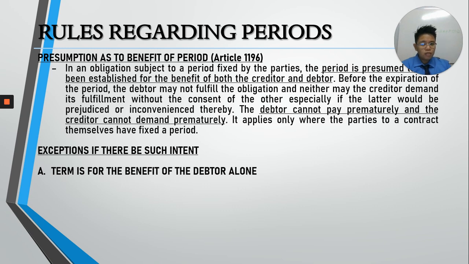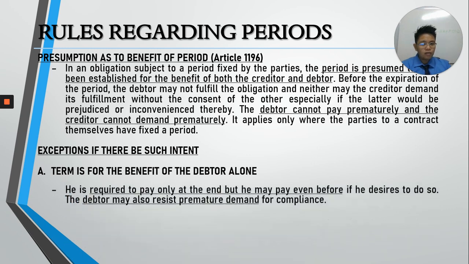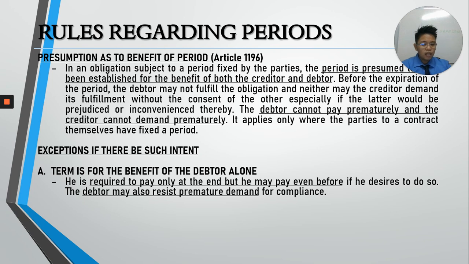So if the term is for the benefit of the debtor alone, these are the rules. The debtor is required to pay only at the time of maturity. Pero pwede siyang mag-premature payment kung gusto niya. So the debtor can resist premature demand for compliance. Kailan lang siya pwedeng piliting magbayad? Upon maturity or upon due date.